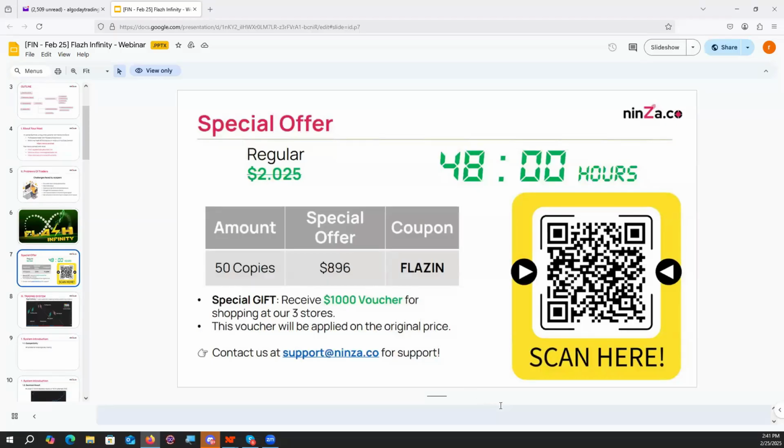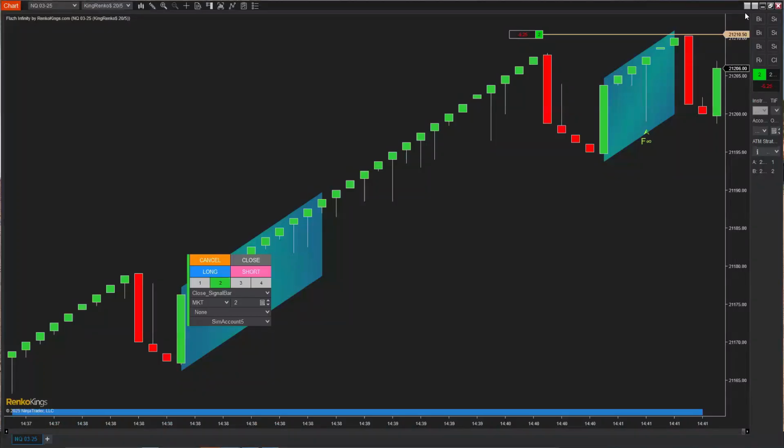Okay, so take a screenshot of this. I'm going to go back to the chart because I know you guys might want to leave, and I don't want to keep anyone here. Okay, let's take a look.